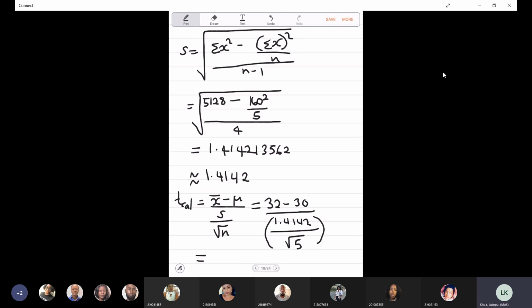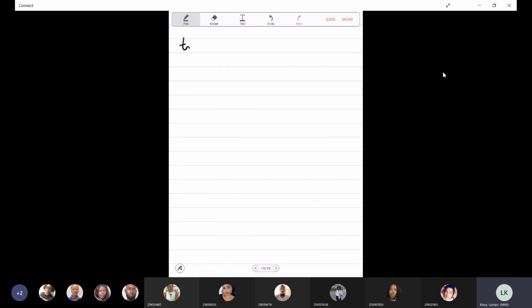Anybody with the answer? 3.16227766. Okay, so that I got 3.162307987. Okay, and then when we round this off to 4 decimal places, I think our values will be the same. So T that you calculated is approximately 3.1623. Okay, so this is our T statistic that we have calculated.